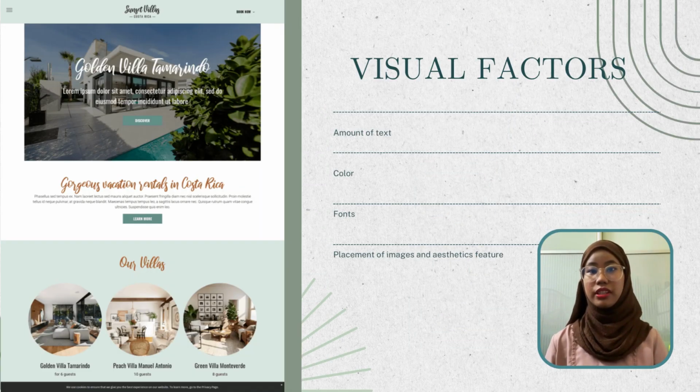The next content is that each website or app should consider visual factors such as amount of text, colors, fonts and placement of images, and aesthetic features as well. This will also attract the attention of guests with amazing graphic design, functionalities and images while visiting the website or mobile phone app.